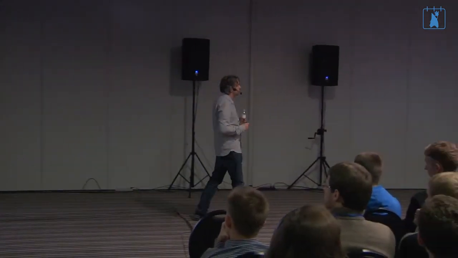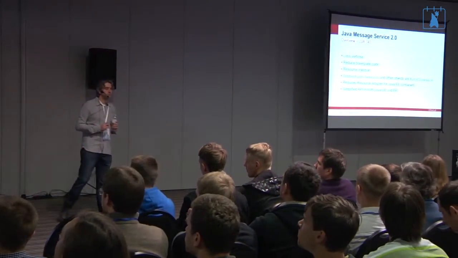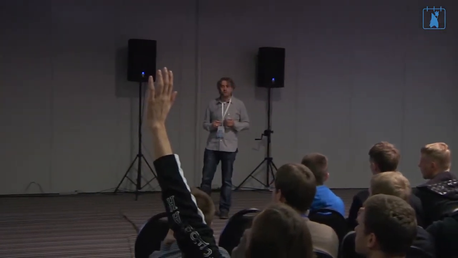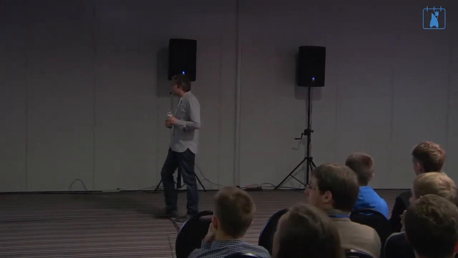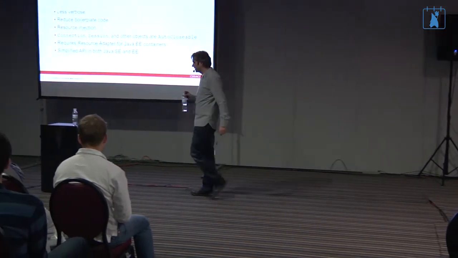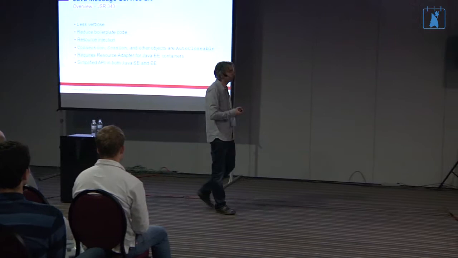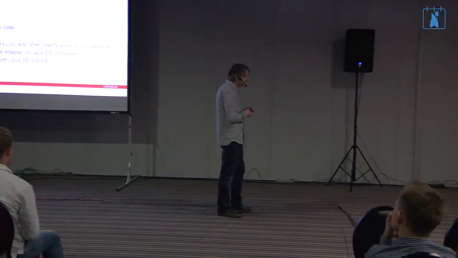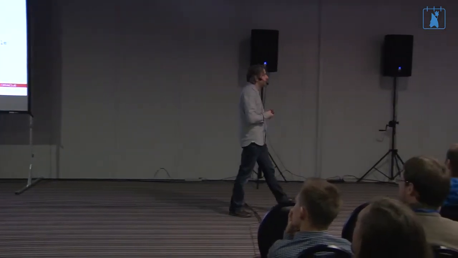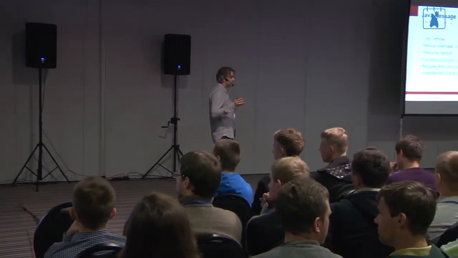So another API, JMS, Java Message Service. Who is using JMS today? Yeah, quite a few hands. The current version of JMS, until Java EE 6, is JMS 1.1. JMS 1.1 was defined in 2001. It got a minor revision in 2003. So it basically means that it's a widely used API that is 10 years old.